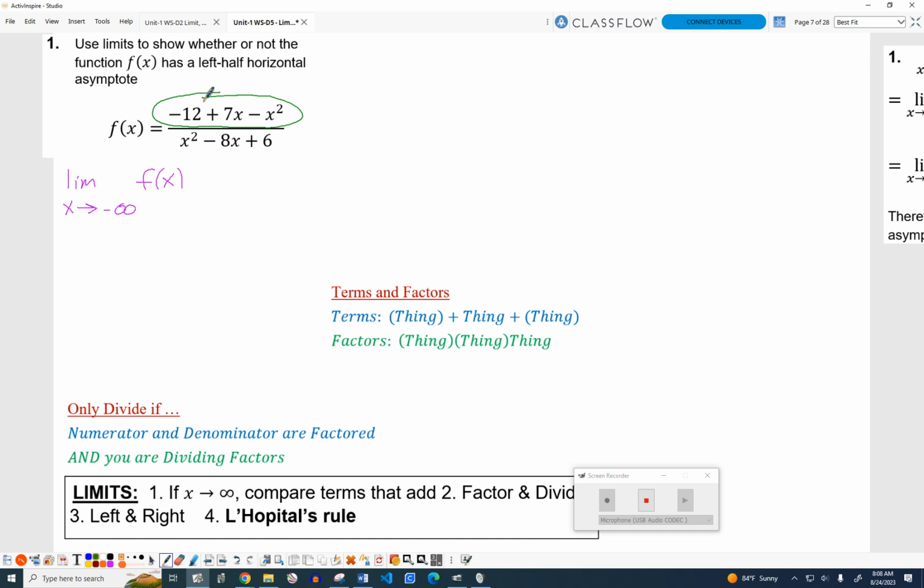So here we go. X is approaching infinity, negative. We want to compare terms that are added. So all that means is we're going to look at, actually do this for me. As you look at the numerator, do you see one term, two terms, three terms, four terms? Show me. How many terms do you see in the numerator? Just use your fingers to show me. How many? If you're doing this, give yourself 3 points. Cool. There are 3 terms in the numerator. We need to compare them.